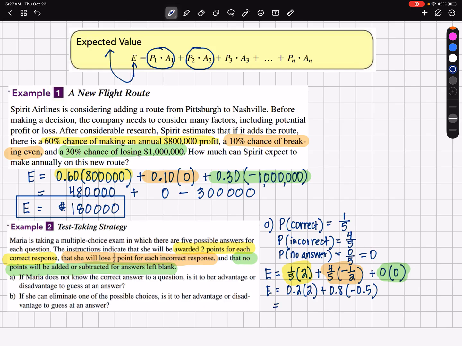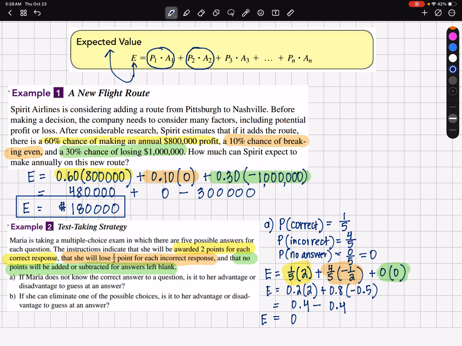I'm going to put this into my calculator. And I put 0.2 times 2 in there. And I get 0.4. And then I'm going to have a positive times a negative is a negative. 0.8 times 0.5 is 0.4. If I add those two together, I get a 0.